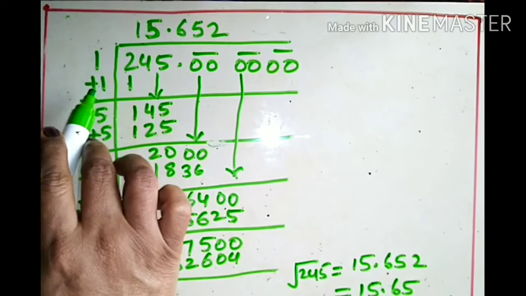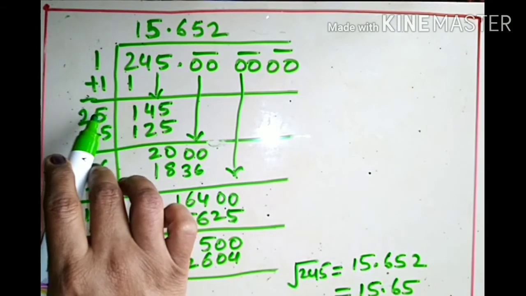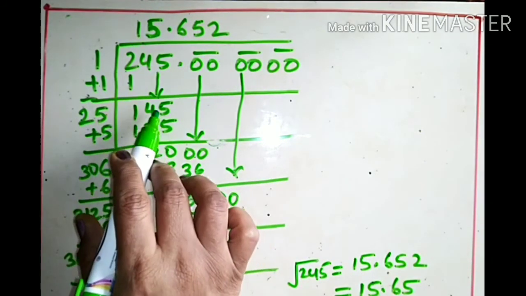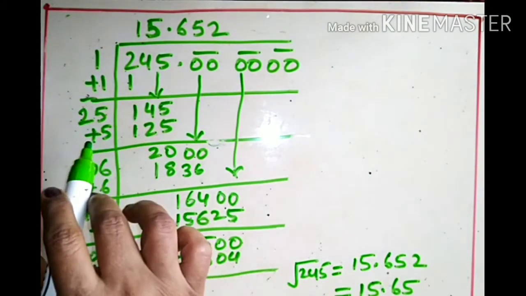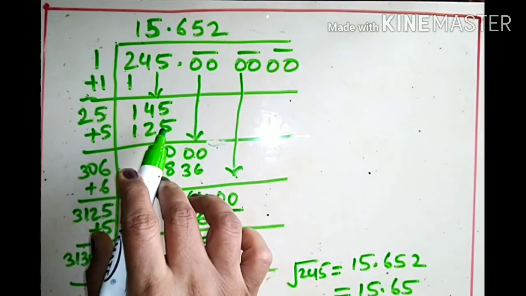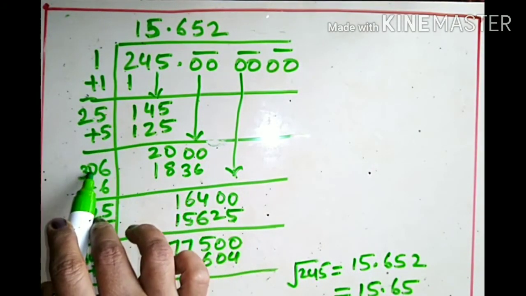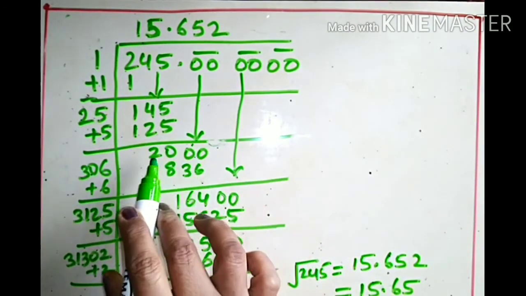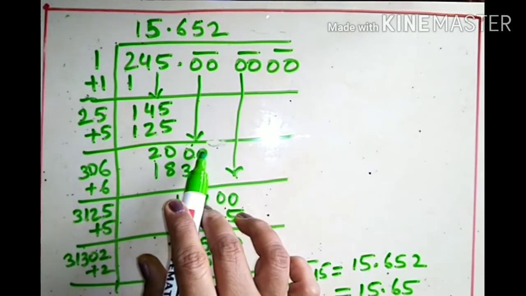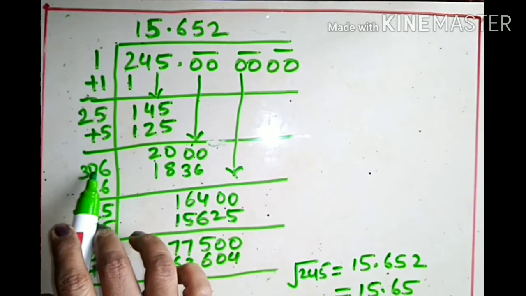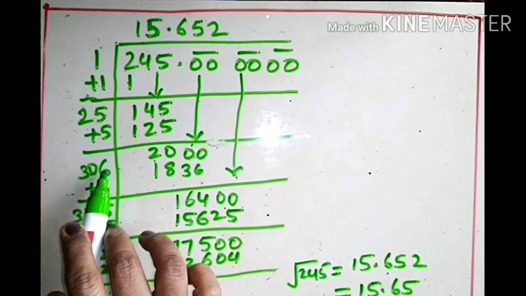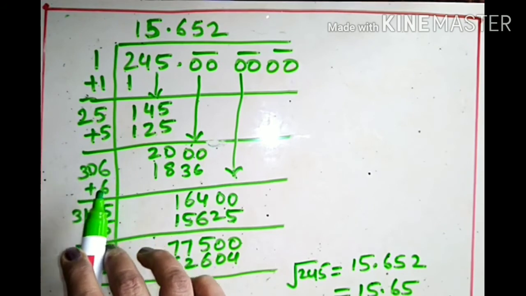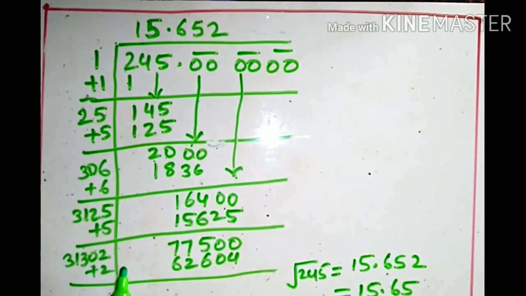We have 1 plus 1, 2 here, and we have to write a number here and multiply by the same number and write the answer here, which should be closest to this number. So we have 25 into 5, which is 125, and 25 plus 5 gives us 30. On subtraction we get 20 here. We will bring down these 2 zeros. We have 2000. Now for this 2000 we have to write number next to 30 and multiply it by the same number which comes closest to 2000. 306 into 6 gives us 1836, which is the closest number.